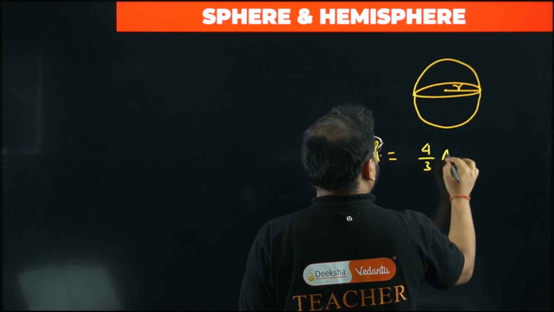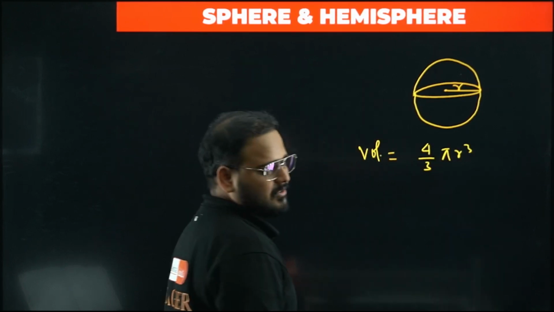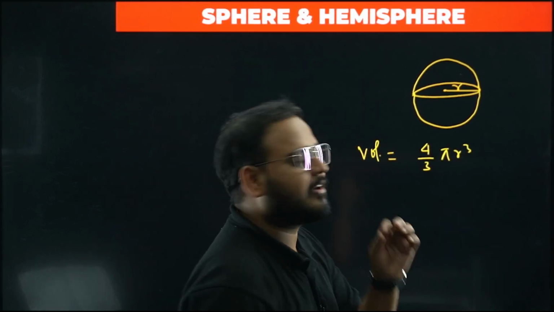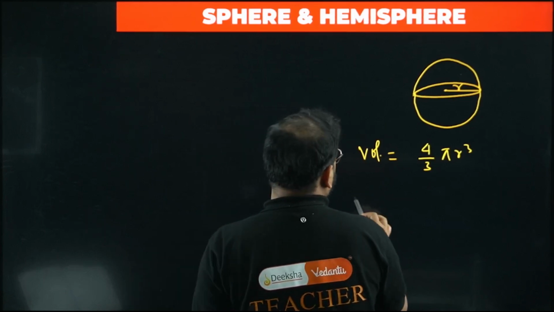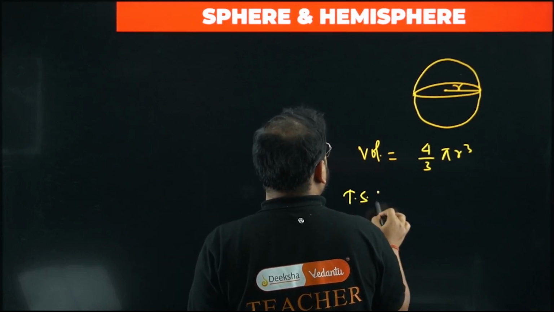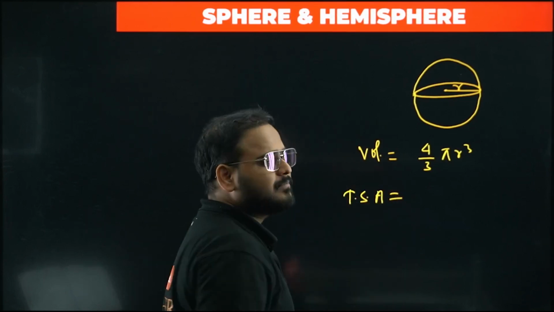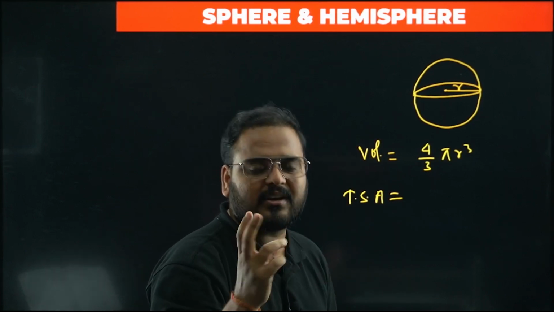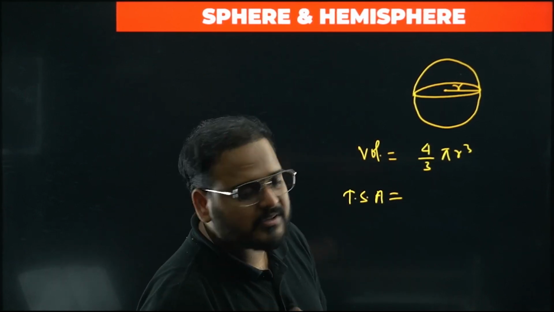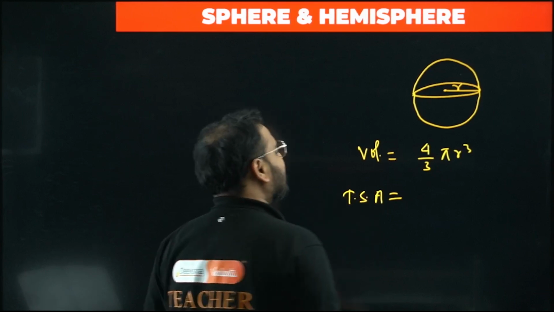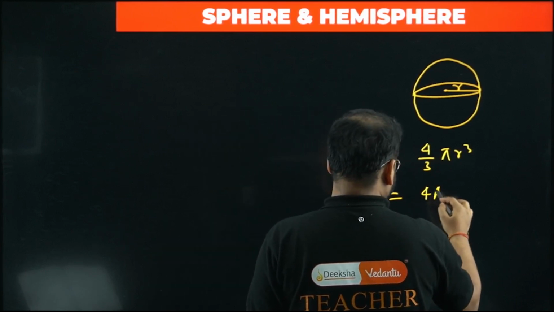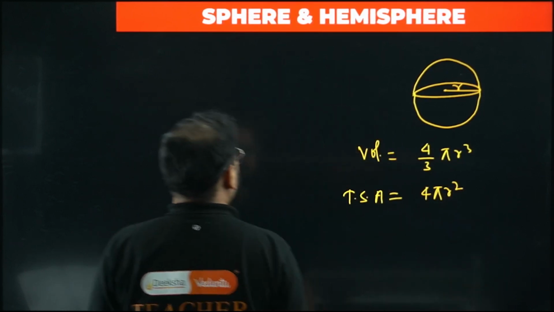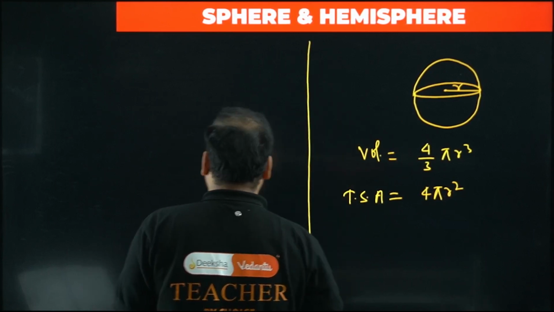4/3 pi r cube. Again, you don't have the derivation. Please note down the formulas. That's more than enough for you. Okay. Again, what, bacha? You have TSA. When you have CSA in sphere, you have only one sphere. In a sphere, you have only one surface. Take a ball, take a tennis ball. How much surface you have? Only one surface, no? So you'll have only TSA in this and given as 4 pi r square.